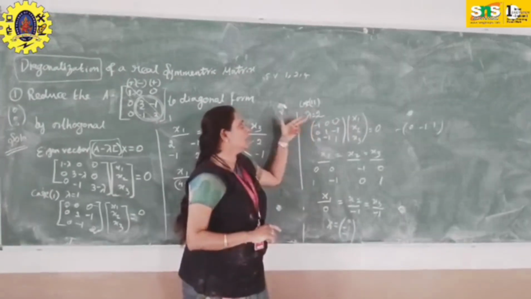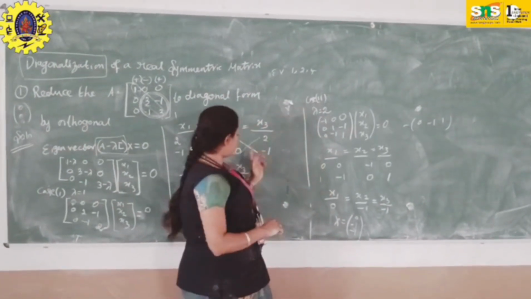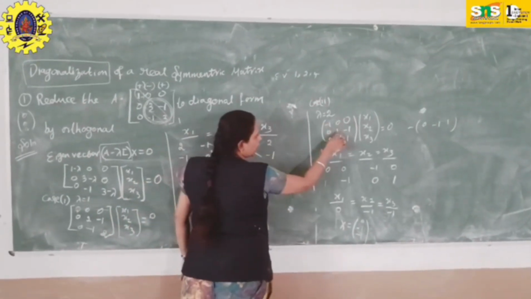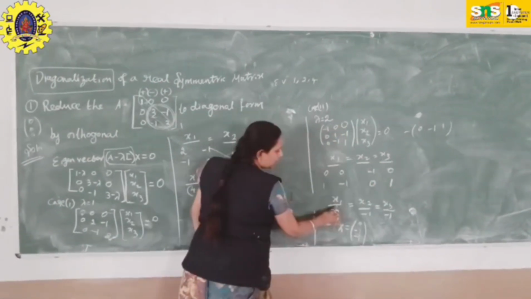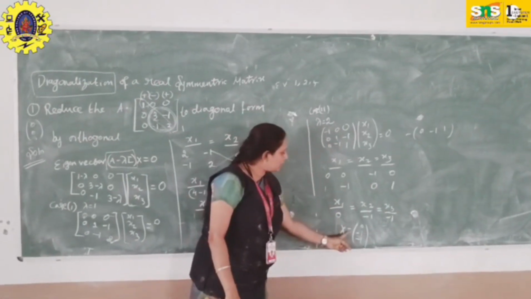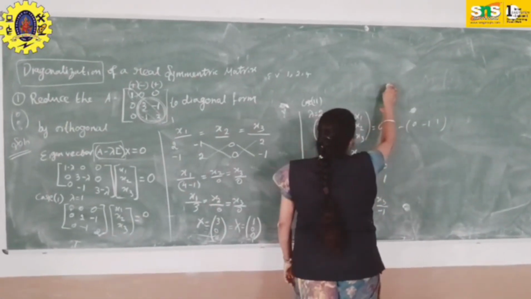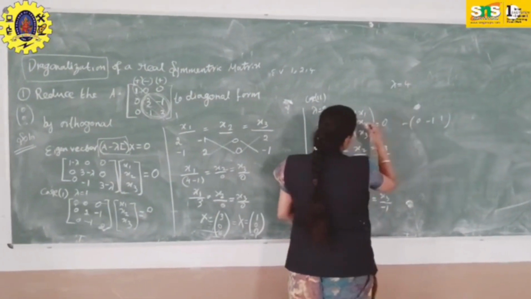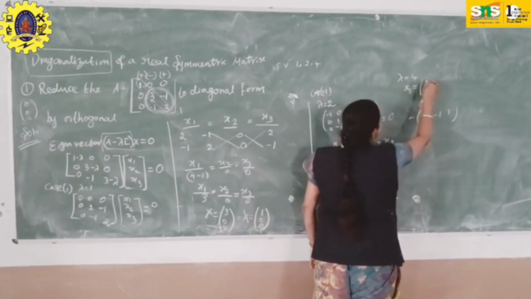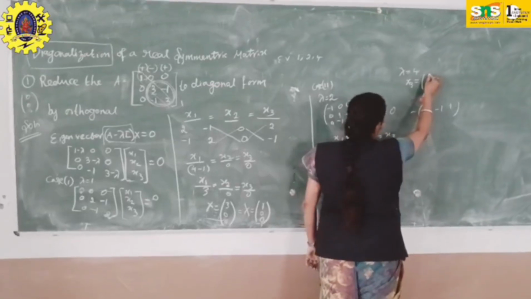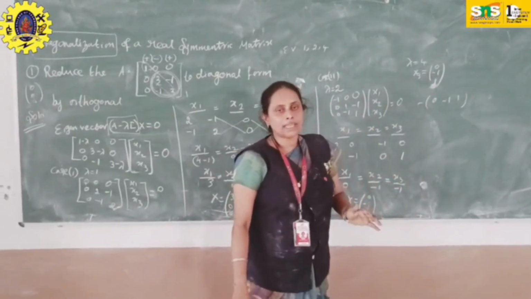Here we use the first and second rows. Similarly, with the cross multiplication, taking the determinant, we get x equal to 0, 1, 1. Similarly, for case 3, lambda equal to 4, using the same steps we get the third eigenvector as 0, minus 1, 1. So these are the three eigenvectors.